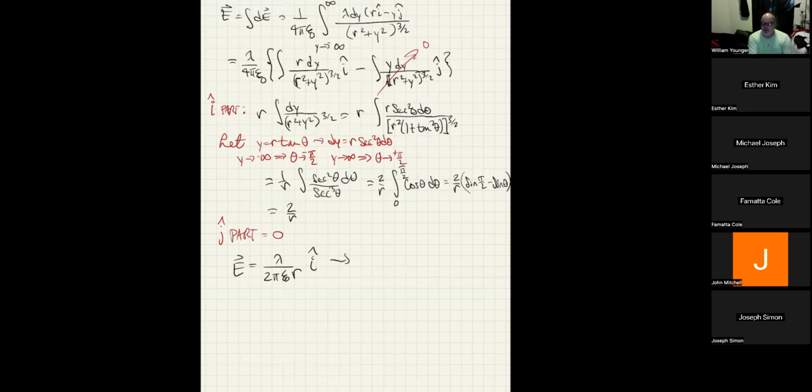So really that r is a radial vector, and we'll say E is equal to lambda over 2 pi epsilon naught r in the r hat direction, which just means it points directly parallel to the xy plane and perpendicular to the z-axis at every point.